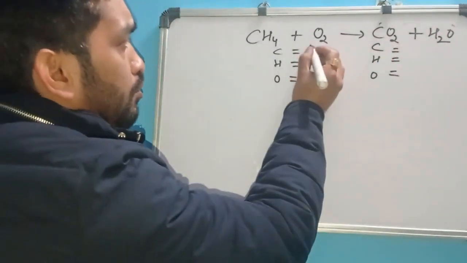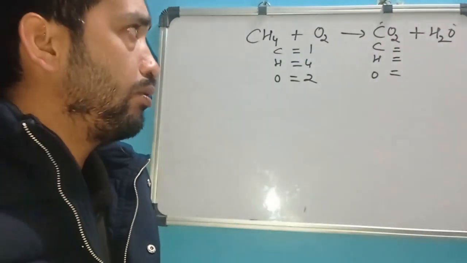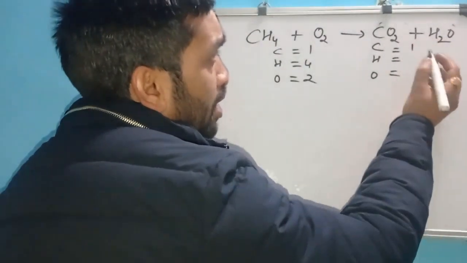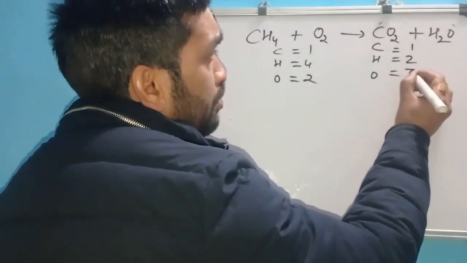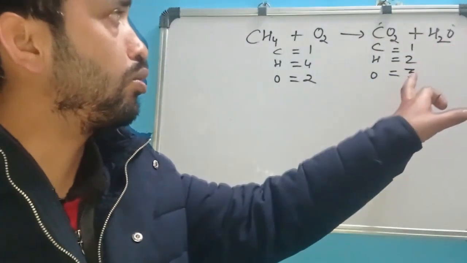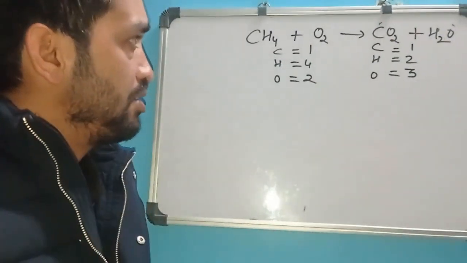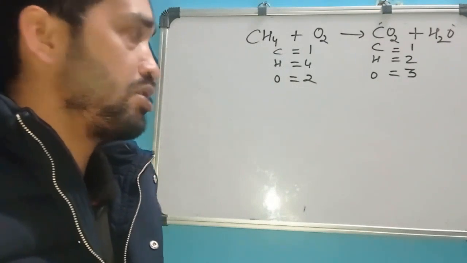How many carbons? 1. How many hydrogen? 4. How many oxygen? 2. I hope it is clear now. Carbon 1, hydrogen 2, oxygen 3. How 3? 2 here, 1 here, total 3. Hydrogen only 2. Okay. Now carbon is balanced, hydrogen is not balanced, oxygen is also not balanced.